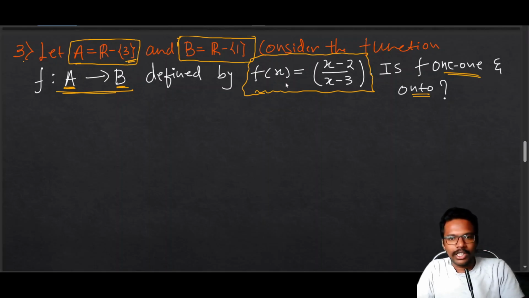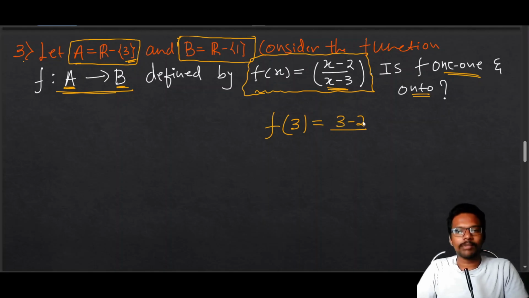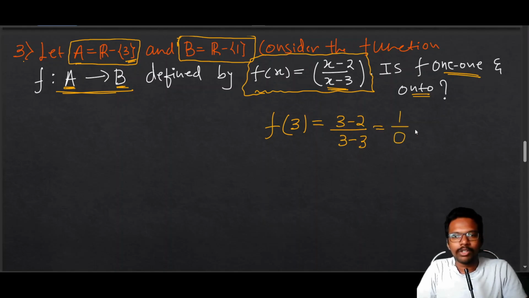If you observe clearly, a rational function f of x equals x minus 2 divided by x minus 3 is there. For example, if 3 is not removed from the domain and you substitute 3 in the place of x, the function becomes 3 minus 2 divided by 3 minus 3. So it becomes 3 minus 2, which is 1, divided by 0, which is not defined.